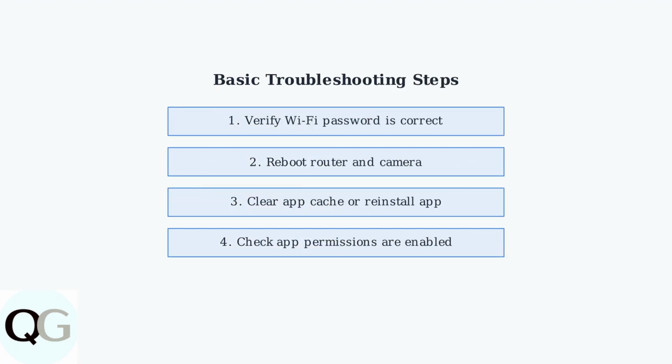First, verify your Wi-Fi password is correct. Then reboot both your router and camera. If the app crashes, clear the app cache or reinstall it completely. Following these systematic troubleshooting steps should resolve most Adorcam connection issues. Remember that 2.4 GHz Wi-Fi and strong signal strength are essential for reliable operation.